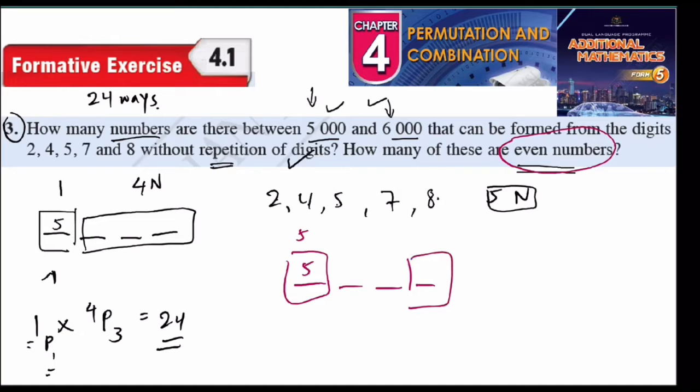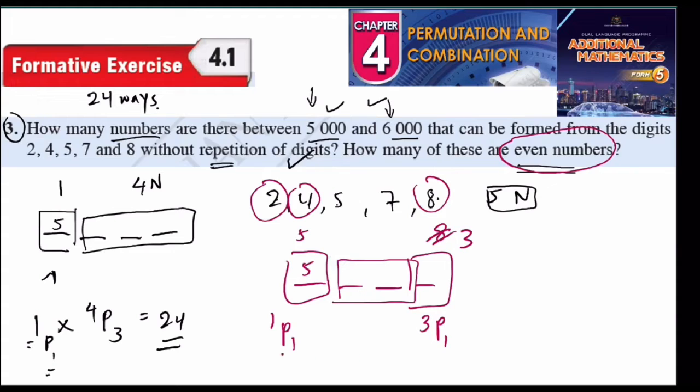We still stick to 5,000 and 6,000, so we must start with a 5. Since the 5 is used up, and we must end with an even digit, which are 2, 4 and 8, we have 3 ways to end. We can end with 2, with 4, or with 8. So we can say 3P1.